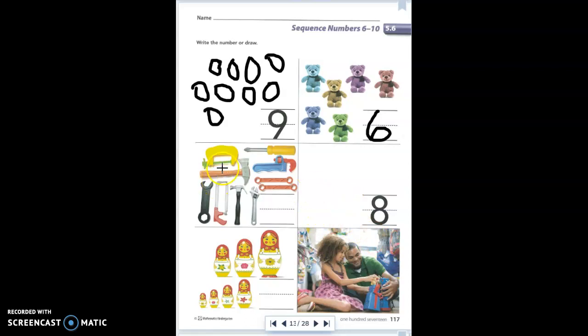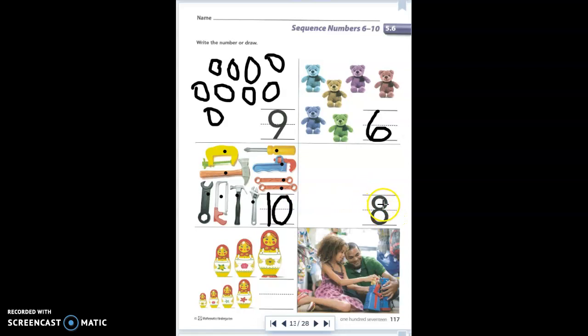Coming down to the tools, I need to count the tools. There are so many tools, and they are a little confusing, so I want to make sure I mark them as I count them. 1, 2, 3, 4, 5, 6, 7, 8, 9, 10. I'm going to write 10. Remember, 1 comes first, and we always write left to right, and then the 0.